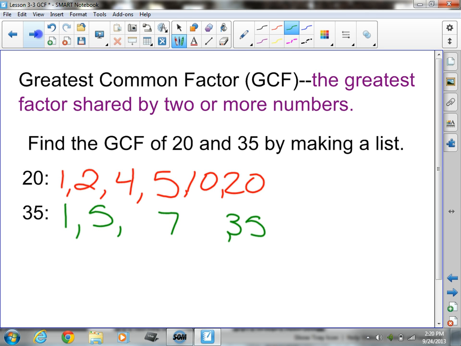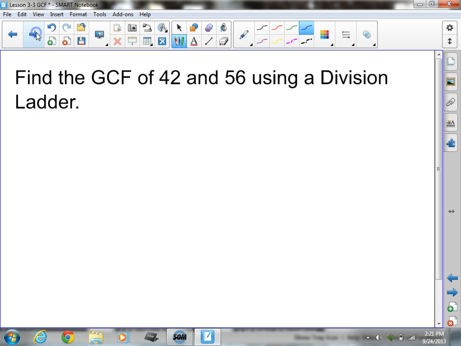Now my goal is to find the one that is the greatest. So I see that both of them have a 1, but there might be one that's bigger than 1 that they both have in common. So I'm going to circle all of the ones that they have in common. 1 and 1 and 5 and 5. Now I know that 5 is bigger than 1. So 5 would be the greatest common factor of 20 and 35.